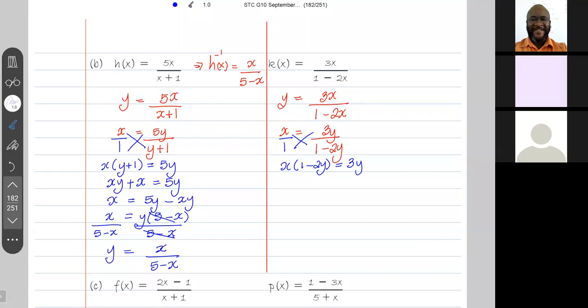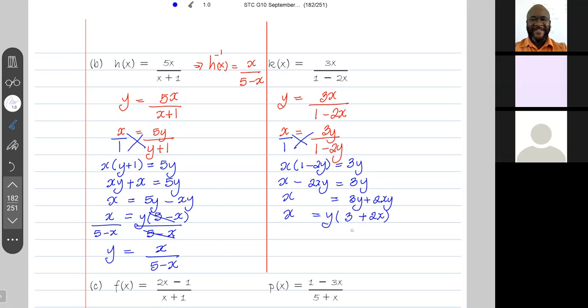Distributive law says whatever is in the bracket is multiplied by what is immediately outside the bracket. So x times 1 is x. X times 2y is 2xy. And this is equal to 3y. I need all the y's on one side. So I'm going to have x is equal to 3y plus 2xy. At least that's what I see. Over to the right, y is common. So we have y. Y into 3y is 3. Y into 2xy is 2x.